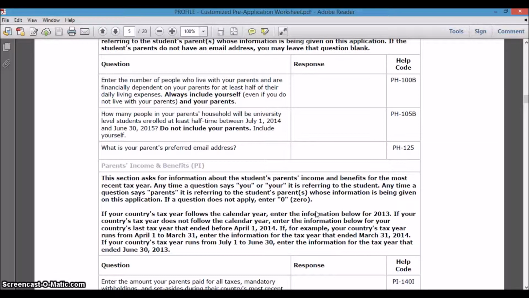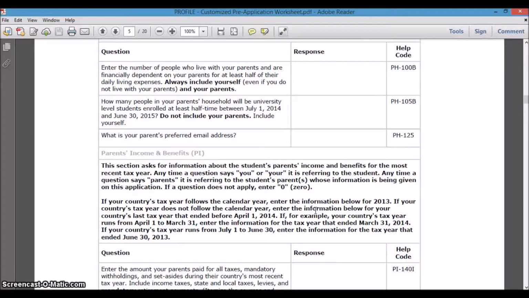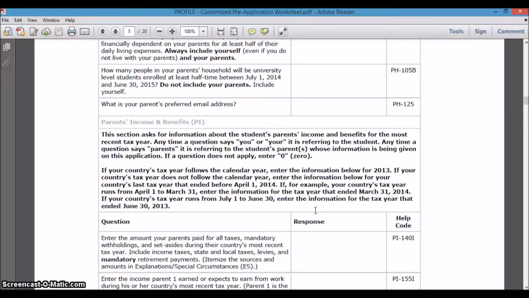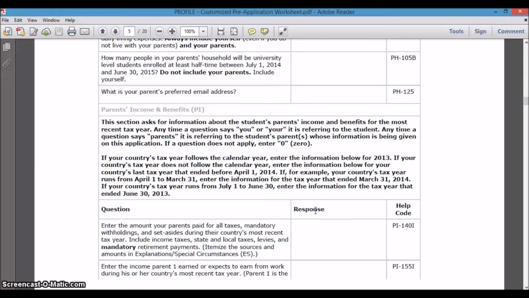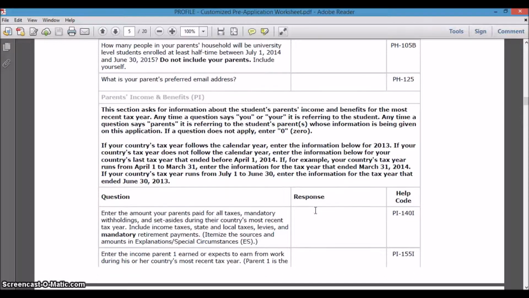This is where you will provide a lot of data regarding what your parents' salary is, or how much they pay for taxes. So the first question is to enter the amount your parents pay for all taxes and mandatory withholdings and the like. So just make sure that this applies, like some of the parameters stated here apply to you. For instance, if you don't have mandatory withholdings or set-asides or anything like that, then you disregard that and you just add what your parents pay for tax.